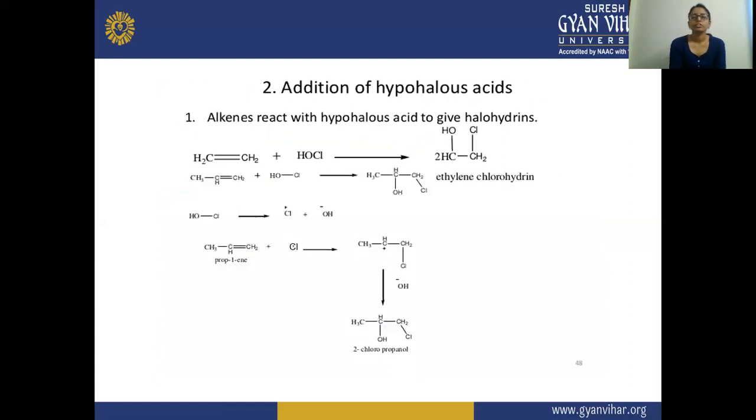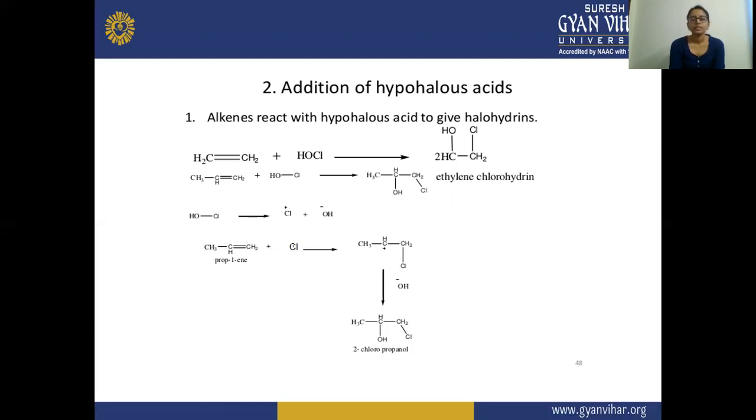Next is the addition of hypohalous acid. Now in this, the alkenes react with hypohalous acid to give halohydrin. So here you can see this alkene. This is a symmetrical alkene. So this alkene is reacting with hypohalous acid. Hypohalous acid is HOCl. So in HOCl, the HO will get positive and the Cl will get negative.